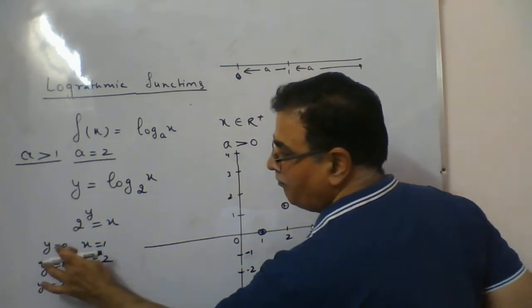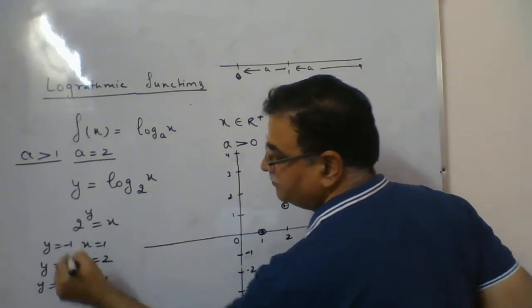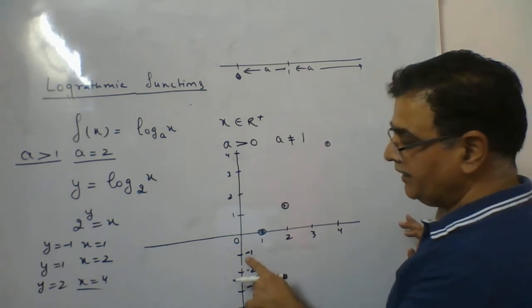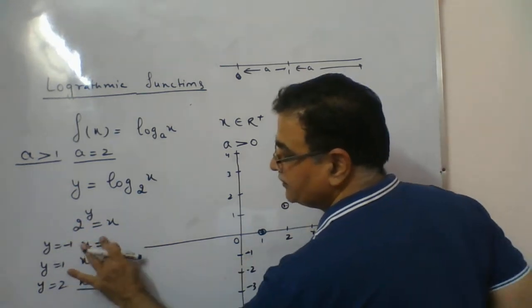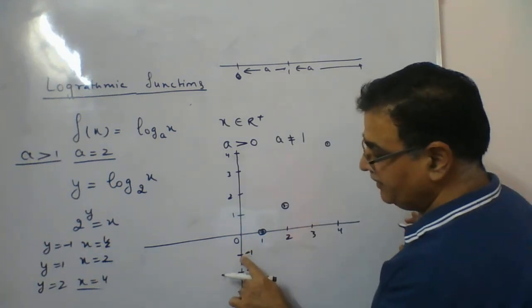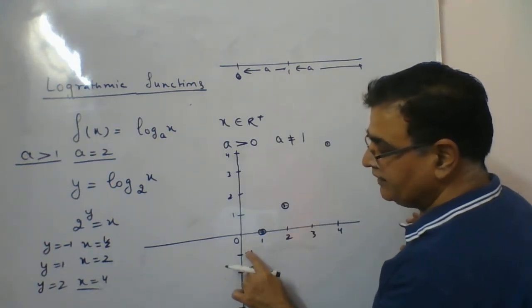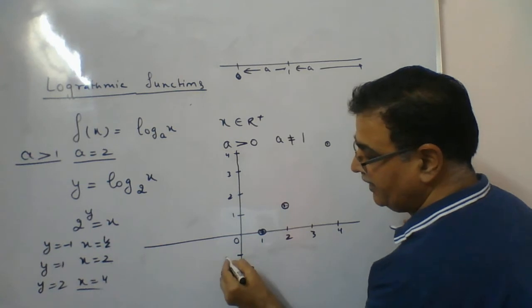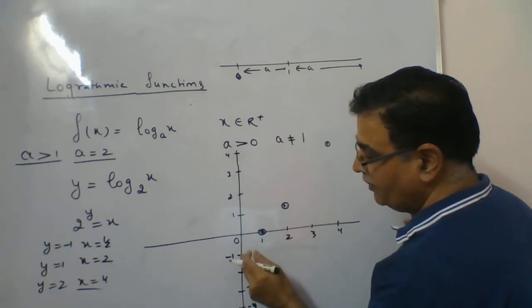Then we go for minus 1. When you put y as minus 1, 2 to the power minus 1, so x comes out to be simply half. So at y equal to minus 1, the value of x is half. So minus 1, the value is half, and the point is here.